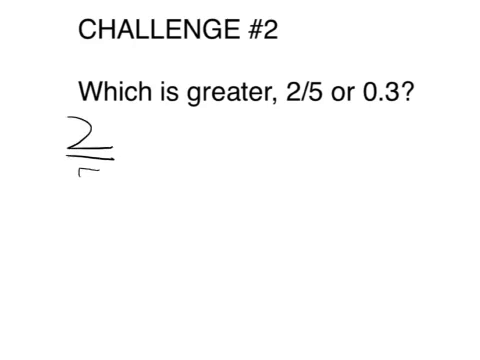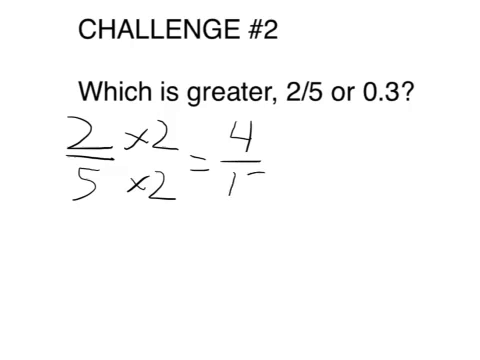Using the same logic as the last slide we were looking at, we might be able to see that 2/5 is equivalent to 4/10. And so 4/10 as a decimal is 0.4, and so 0.4 is greater than 0.3, and so our answer should be 2/5.